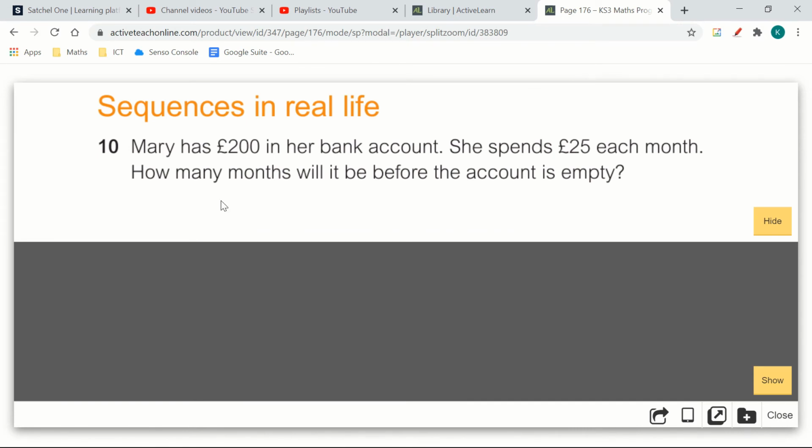Okay, so just as much maths in this one, but it will be a little bit harder because it's real life, or as close to real life. So Mary has £200 in a bank account. She spends £25 each month. How many months will it be before the account is empty? So again, follow that in sequence. The first term is 200, and then take away 25, and then you've got the second term, and then work that down until it gets to 0. Pause the video.